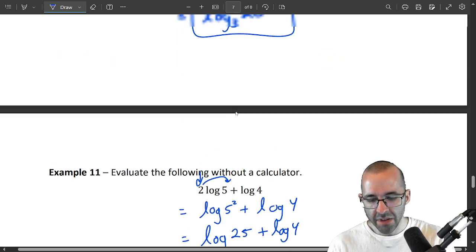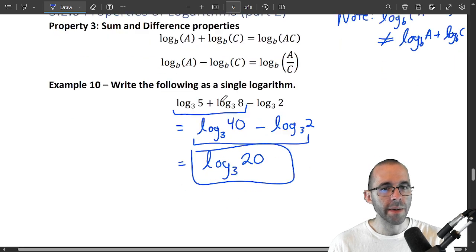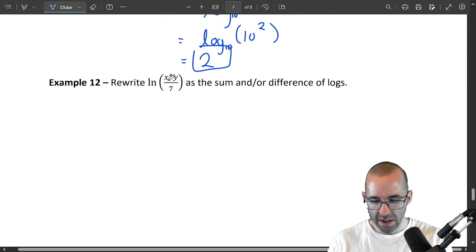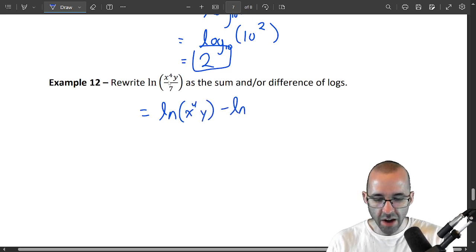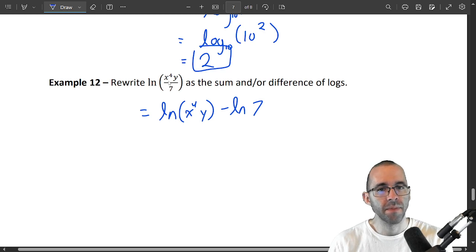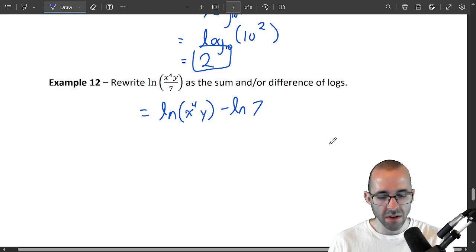We have 2 numbers divided by each other on the inside of a logarithm. 2 numbers divided by each other is the logarithm of the top minus the logarithm of the bottom. So this is going to be the logarithm of the top minus the logarithm of the bottom. Now we're going to keep going. Notice we have a logarithm of 2 things multiplied by each other.